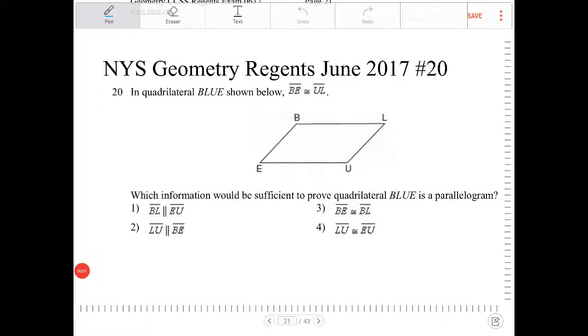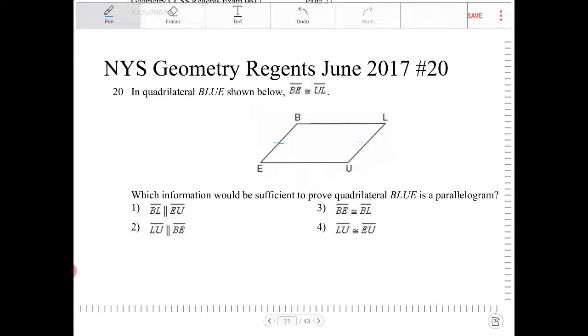In quadrilateral BLUE shown below, BE is congruent to UL. BLUE is just a quadrilateral. It's not a parallelogram. And let's see what the question is asking for. Which information would be sufficient to prove quadrilateral BLUE is a parallelogram?